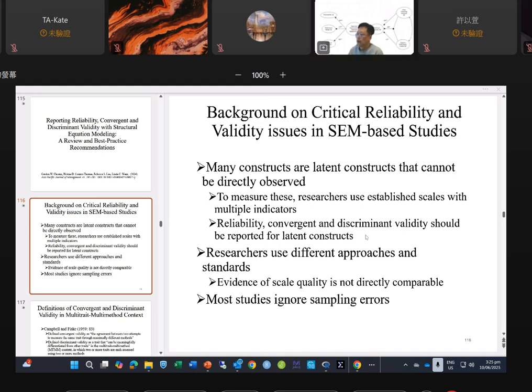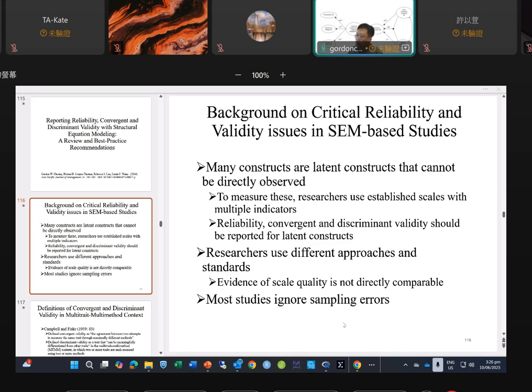These are the basic requirements that we should report about the quality of your scales before we test your hypothesis. The problem in management is that researchers use different approaches and standards to test convergent validity and discriminant validity. Therefore, the studies are not comparable in terms of scale quality. If you use one method to test discriminant validity, and I use a different method, then we cannot compare the quality of our scales because we use different methods to test discriminant validity.